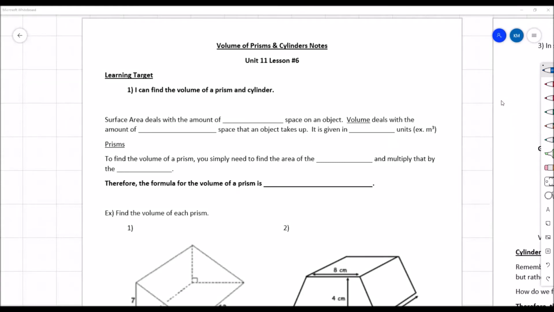Today we're looking at volume of prisms and cylinders. At the end of this video, you should be able to find the volume of a prism and cylinder.